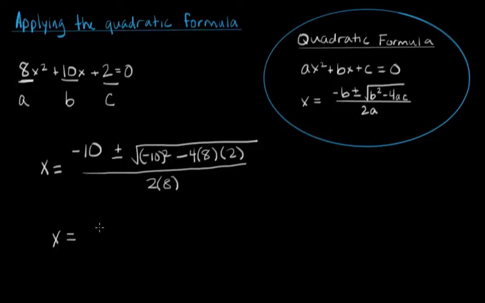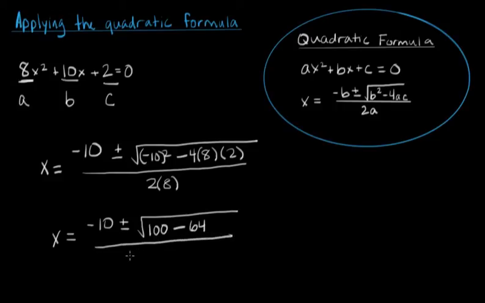So x is equal to negative 10 plus or minus the square root. Negative 10 squared is 100. 4 times 8 is 16. Or sorry, 4 times 8 is 32, times 2 is 64. So this is minus 64 all over 2 times 8. Okay. So now we can do negative 10 plus or minus the square root of 36 all over 16.